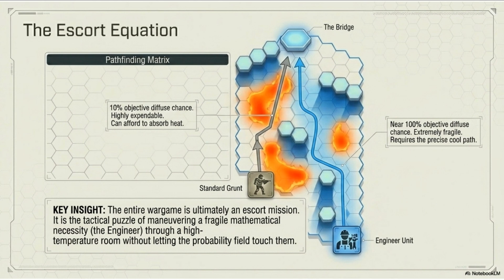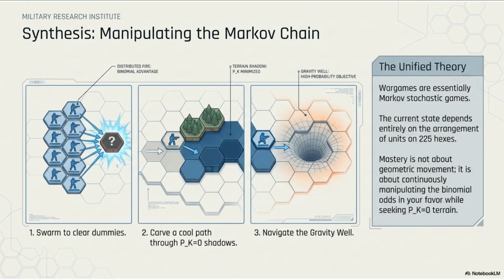You have to find the one route where the terrain blocks the most red lines of sight, keeping that PK value as low as possible for your engineers. But, and here's the rub, you also have to deal with those hidden units. You might plan this perfect cool route through the woods, pop out, and realize, oh, that dummy counter was actually a tank. And that just destroys your math instantly. This is why the paper suggests that reconnaissance by fire becomes a mathematical necessity. You have to shoot at the shadows just to see if they scream.